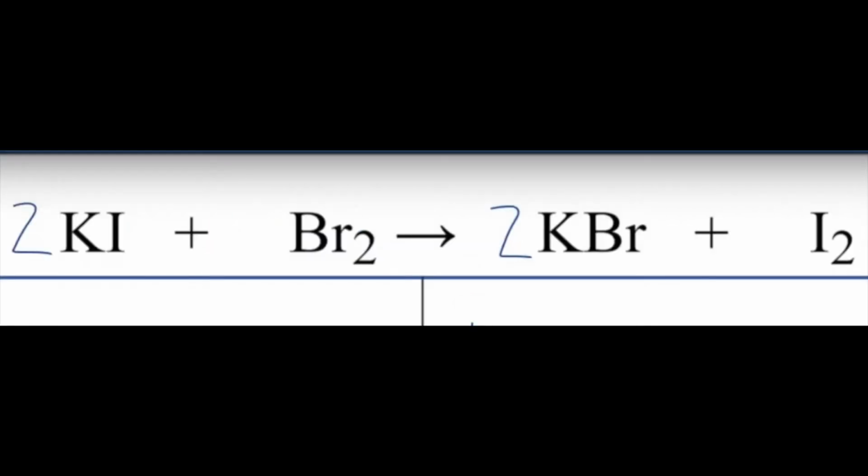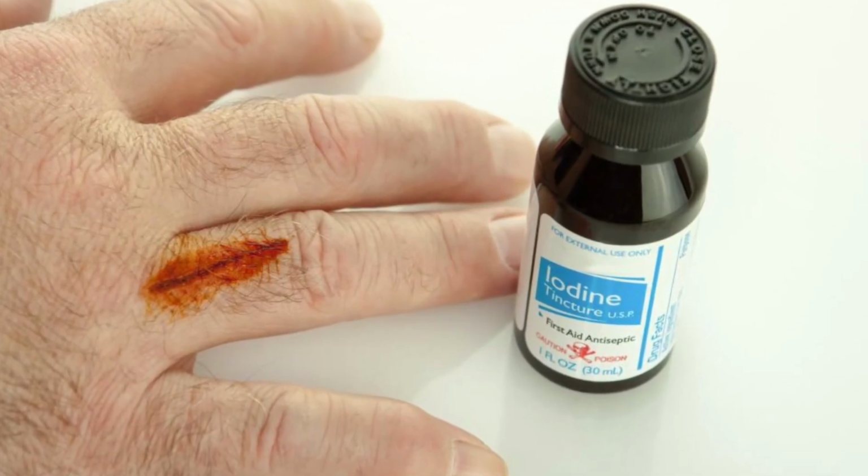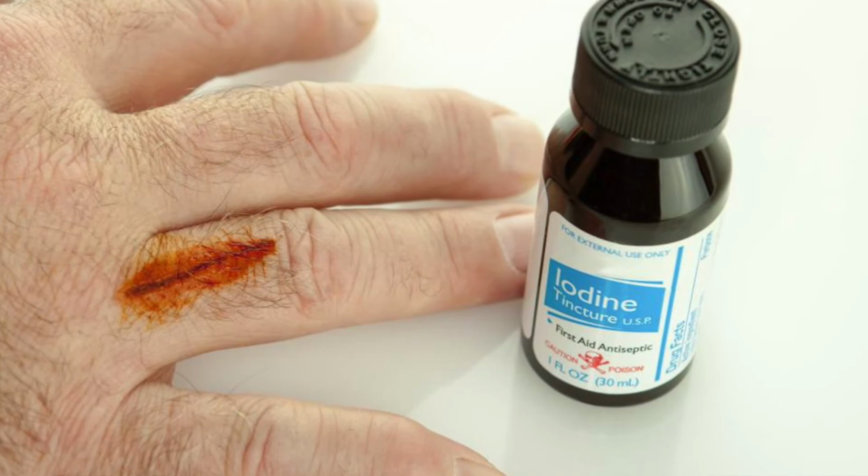In order to balance the equation, we double the potassium and iodide on the reactant side and double the potassium and bromide on the product side. This gives a coefficient of 2 in front of KI and KBr. This relates to real life because iodine can be used to clean cuts and wounds.